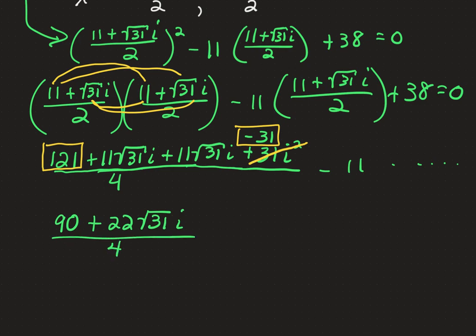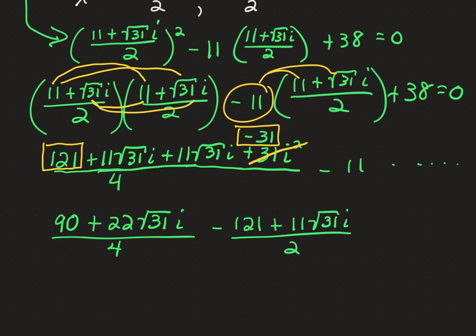Now I'm going to go ahead and distribute up here my negative 11 into both terms. There, negative 11 times that entire fraction is going to give me negative 121 plus 11 times the square root of 31i divided by 2. And then I have plus 38 equals 0.